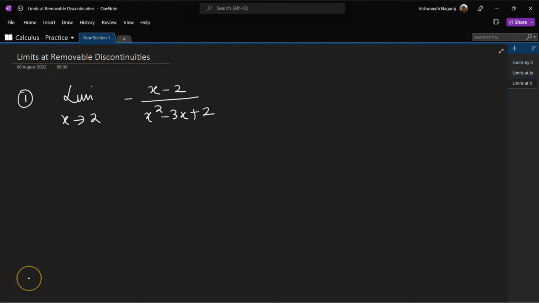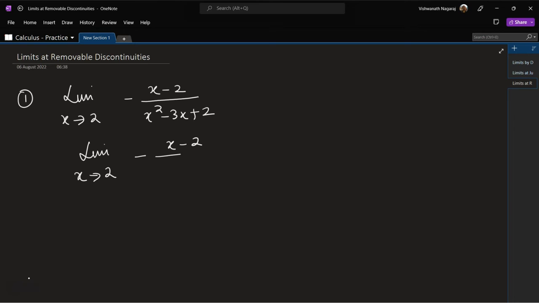Now, here, if we do direct substitution, what happens? We get 2 square, 4, minus 6. 4 minus 6 is minus 2, minus 2 plus 2 is 0. So in the denominator, you will end up with 0, which is not acceptable. So let's see whether we can do something by factoring the denominator.